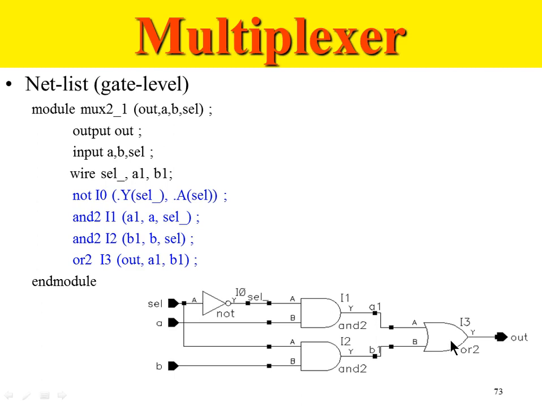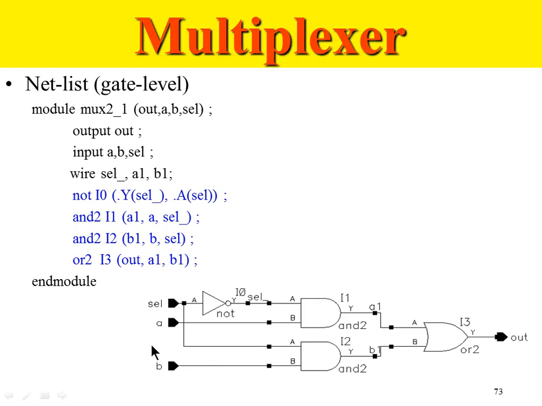Then we have this final OR2 gate instantiated here. The instance label is I3. Y output goes to out, which is a primary output. First input goes to the A1 net or wire. The second input is connected to the B1 wire. So I have created this 2 is to 1 multiplexer, which was represented using gates, and modeled it using the structural modeling technique.